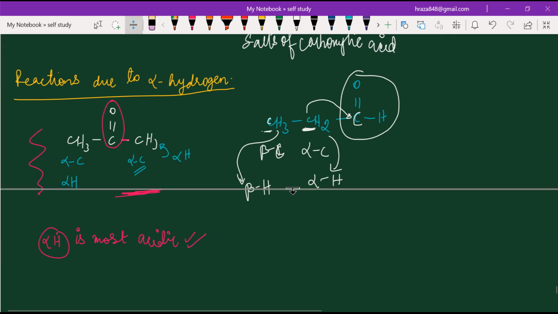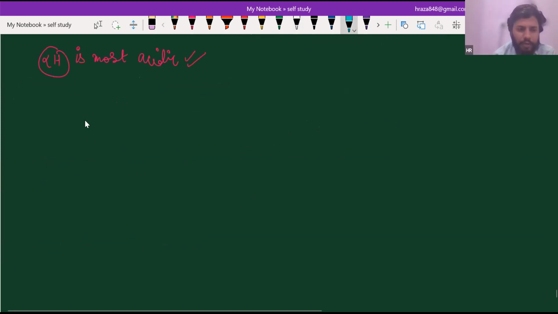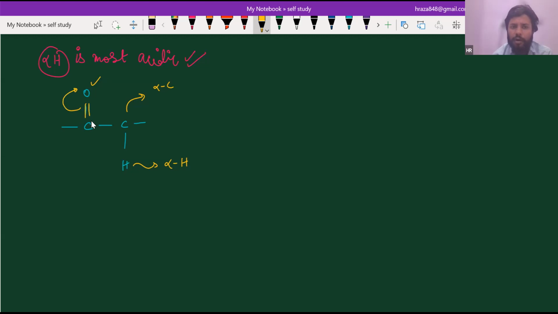Okay. Now, this alpha hydrogen is a story. As you know, this is your functional group and this is the carbon and we have hydrogen here. This is your alpha carbon, that's why this is your alpha hydrogen. Now, as you can see, this is more electronegative, so it will attract carbon's electron. This carbon will have a deficiency of electrons.